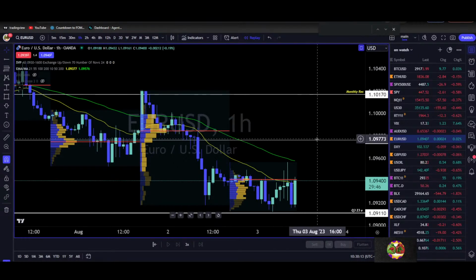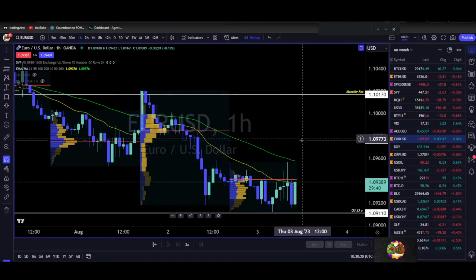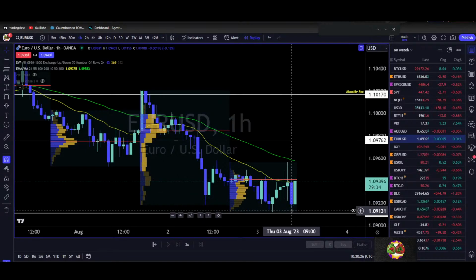But we got daily support right there. So that's where we will look for shorts if it gets up there and if it acts as resistance. I wouldn't do anything with it today. You almost got a bullish engulfing there on that hourly.